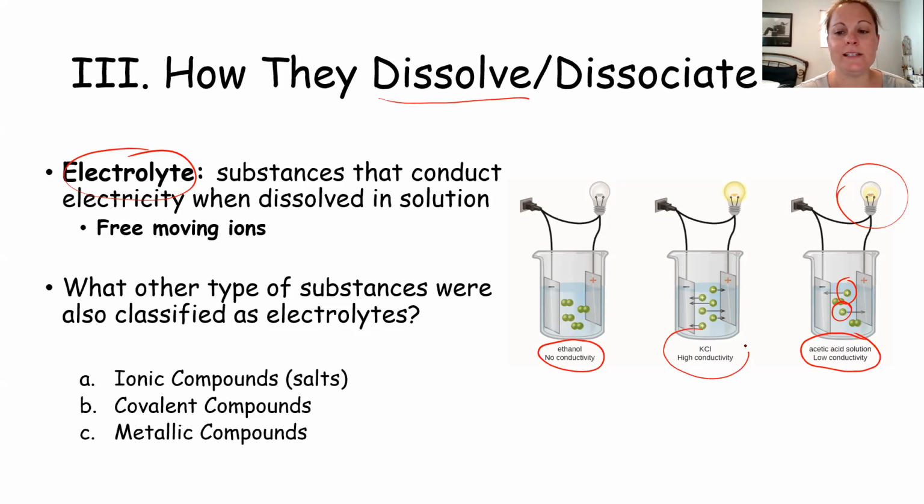Well, one clue is this guy over here that I didn't talk about. KCl, potassium chloride, has a high conductivity. That is classified as A, an ionic compound or a salt. Ionic compounds are electrolytes. Covalent compounds, like sugar, are not. And metallic compounds, although they conduct electricity, they do not dissolve into solution. So A, ionic compounds and acids and bases are all electrolytes.